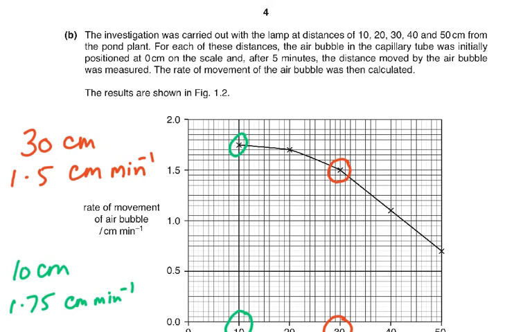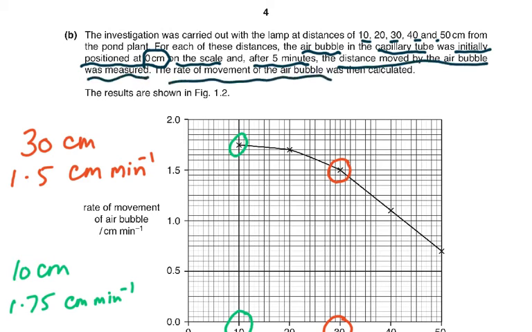The investigation was carried out with the lamp at distances of 10, 20, 30, 40, 50 from the pond plant. For each of these distances, the air bubble in the capillary tube was initially positioned at 0 centimeter on the scale, and after 5 minutes the distance moved by the air bubble was measured. The rate of movement of the air bubble was then calculated. So the air bubble was at 0 centimeter and then it moved, and after 5 minutes we of course got the distance moved. So please understand this and read the question very carefully.